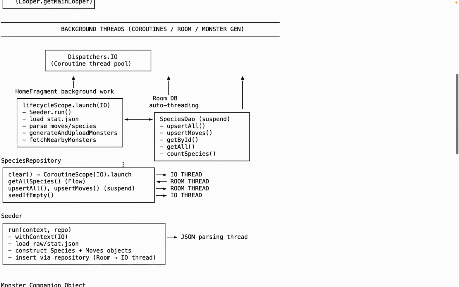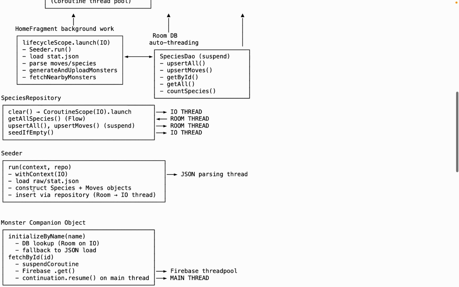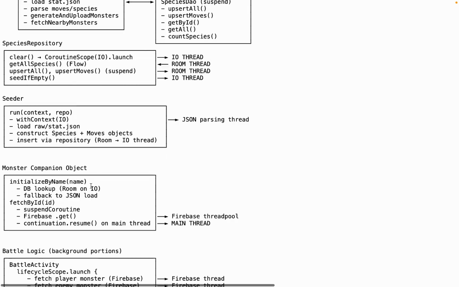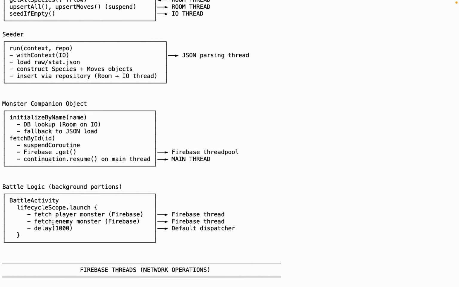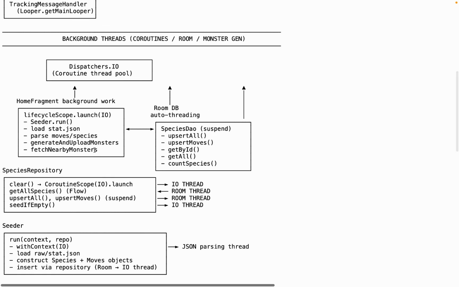Let's go to the background thread. At the beginning, we run a seeder to parse the species and skills data from the JSON file that we gather. This is done in the IO thread. We also communicate with Firebase to fetch the Pokemon around the player, and if there are not enough Pokemon, we try to spawn them with the random species.